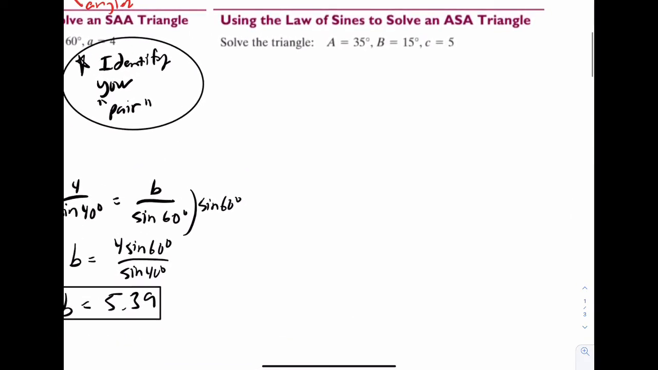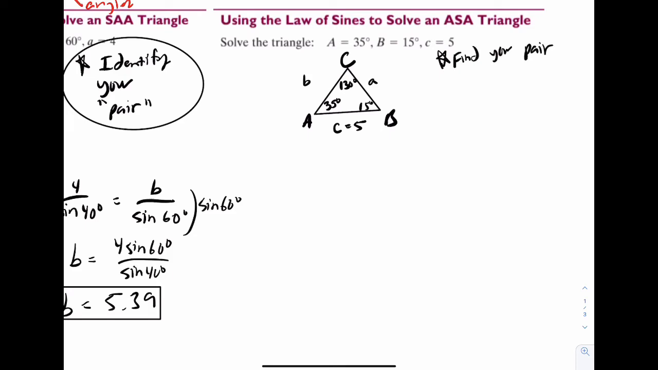So let's go on to example 2. We're going to start the same way. We're going to draw a generic triangle. And again, you can just make it any triangle. This is just generic, so this is clearly not to scale. A, B, C, a, b, and c. Label it. A is 35, B is 15, c is 5. Again, notice how we can find the last angle. Just add 35 and 15, that'd be 50, which means this must be 130. Now again, the first step, find your pair.